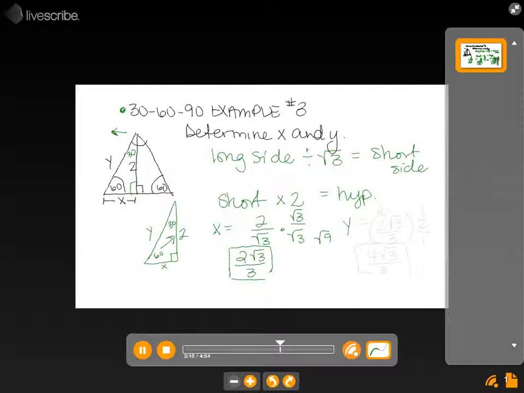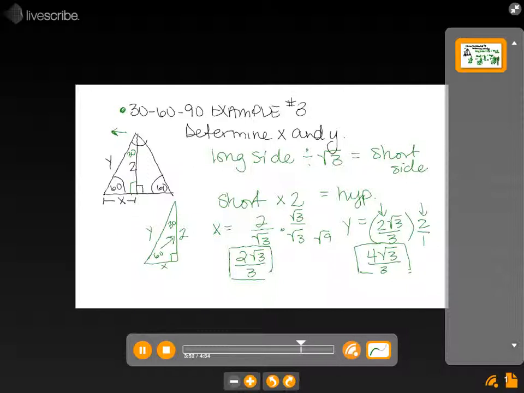To get the hypotenuse now, which is y in this problem, we take the short side, which we just found, and we multiply it by 2. So 2 square roots of 3 over 3 times 2. Now that 2 gets multiplied to the number out in front of the radical. 2 times 2 is 4 square roots of 3 over 3. That 2 does not go to the denominator. It only goes to the numerator when we're multiplying fractions, because it's really 2 over 1. Okay, so it just goes to the numerator. That won't simplify, so there's the answer for our hypotenuse. Our hypotenuse ends up being 4 square roots of 3 divided by 3.